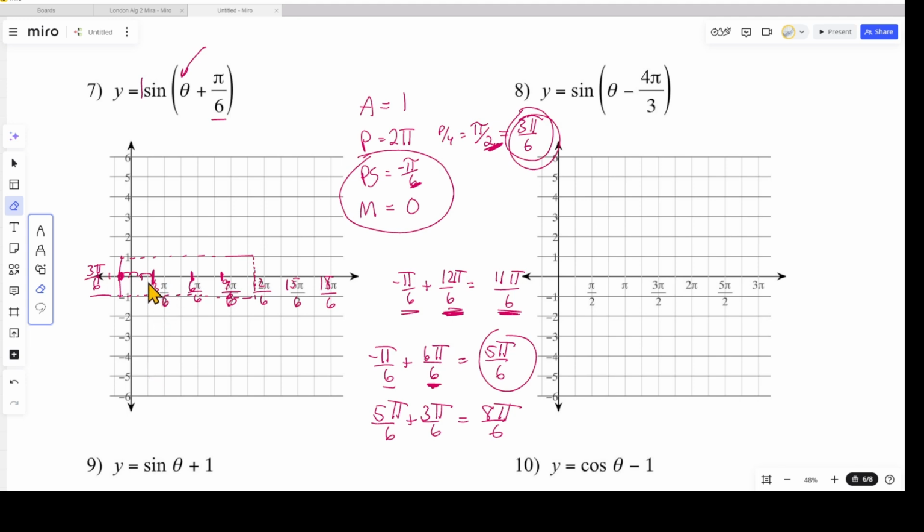Some teachers would want you to label these points also. Maybe I'll do that. 8 pi over 6, 5 pi over 6, 2 pi over 6. Since it's sine, it starts in the middle, goes high, middle, low, middle.